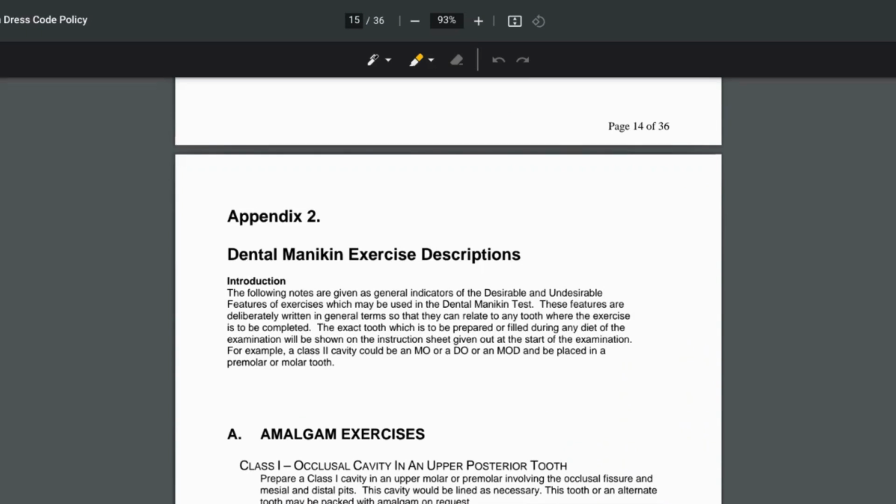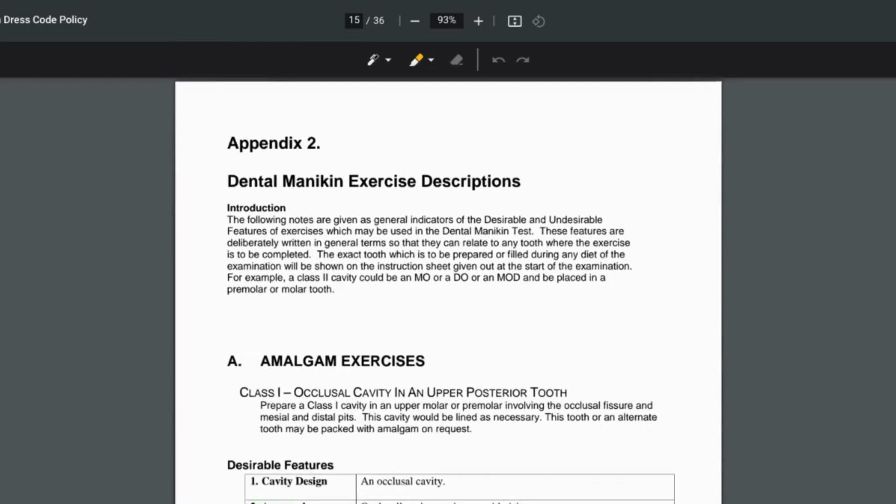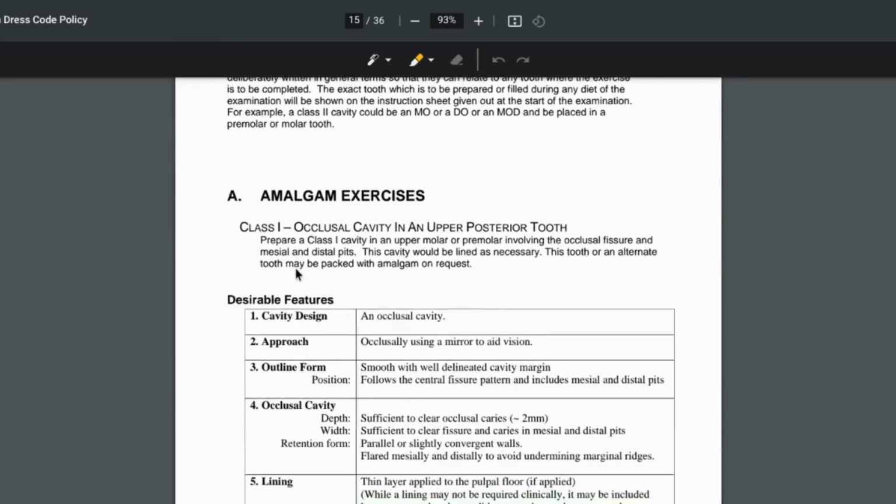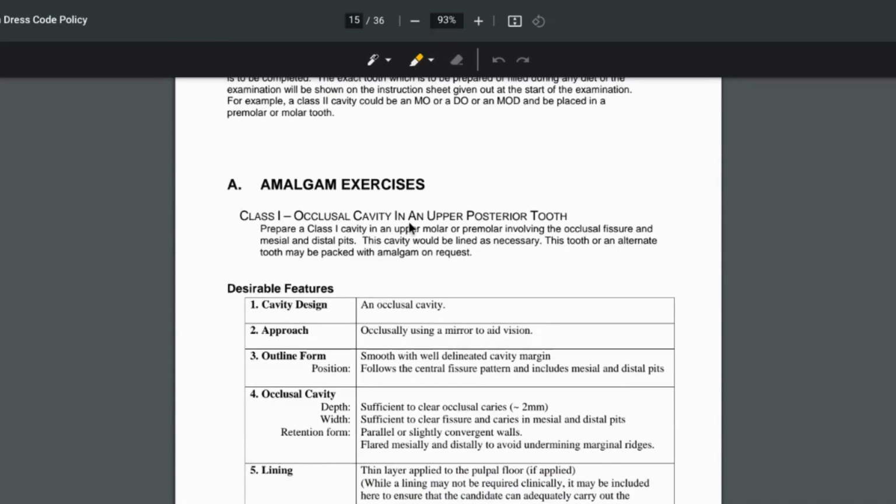And then here comes the appendix for the materials which will be provided to you. It is just the general materials which you must be aware of. I'll leave this link in the description box so you can get these PDFs, or you can Google the consortium DM guidance, you'll get that.